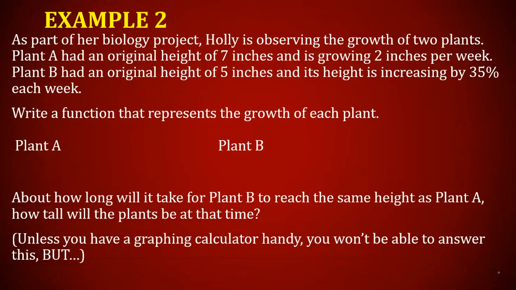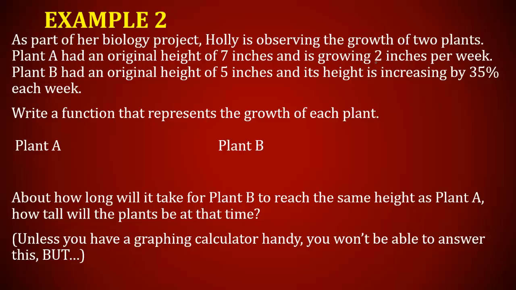Example 2, okay. So as part of her biology project, Holly is observing the growth of 2 plants. Plant A had an original height of 7 inches and is growing 2 inches per week. Plant B had an original height of 5 inches and its height is increasing by 35% each week. So first things first, write a function.